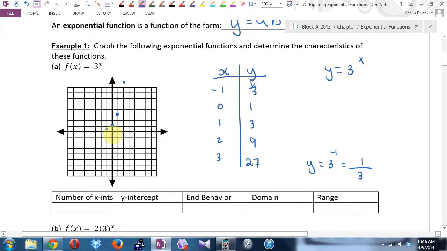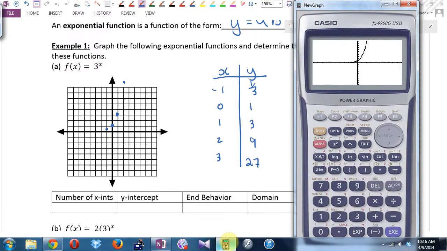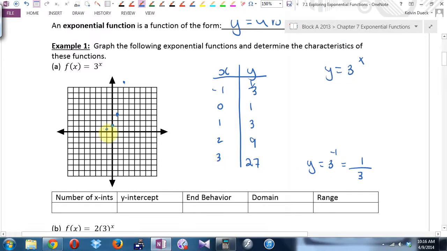Now take a look at the dots that we have so far. Is that resembling that shape there? If I connect them, it looks like what happens is I shoot up pretty quick as I go to the right. We shoot off to infinity.